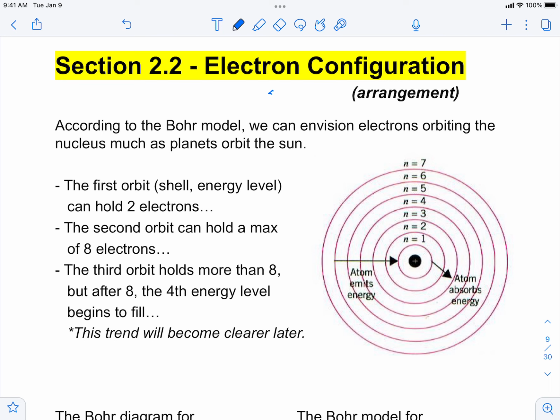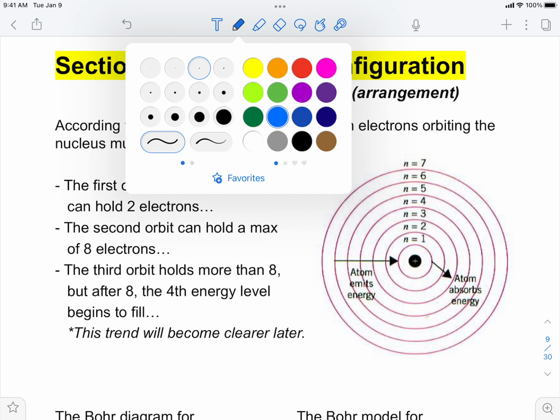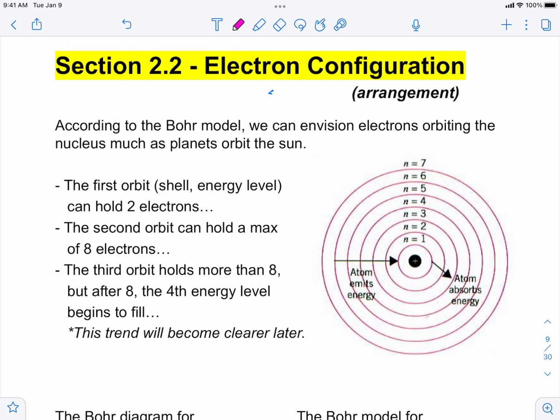Okay, so far we have talked about the protons, the neutrons, the electrons as far as placement, as far as mass, and as far as count. Now let's just focus on the electrons for a little bit here. This section is called electron configuration, and what configuration just means is it's the arrangement. Right? It's the arrangement of the electrons within the atom.